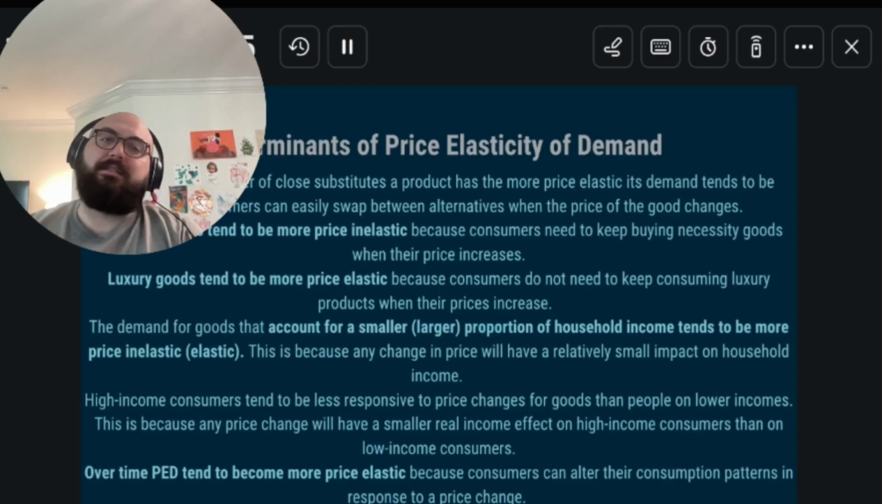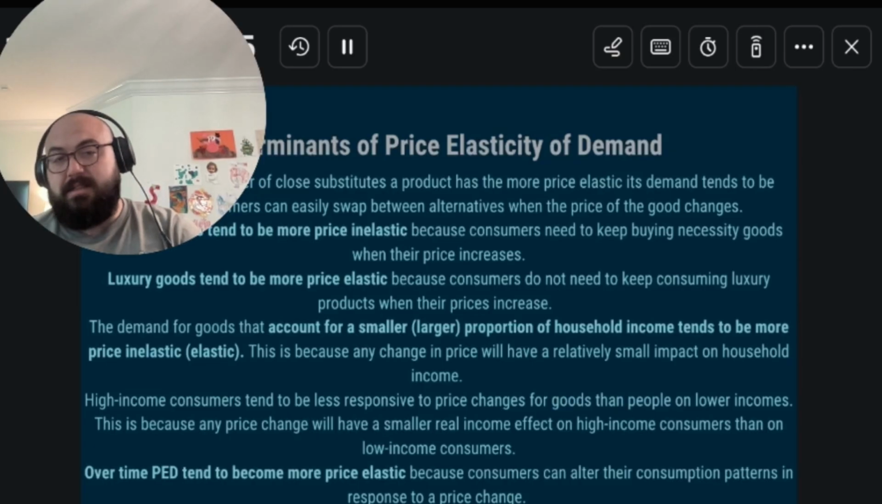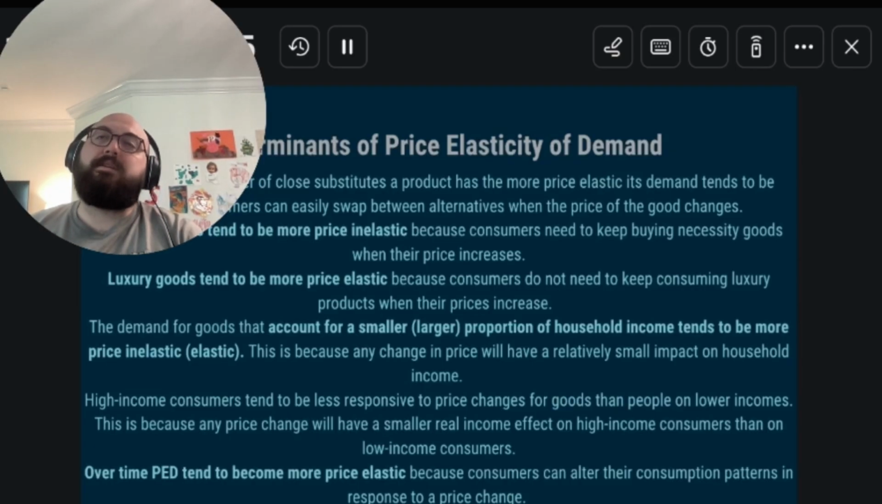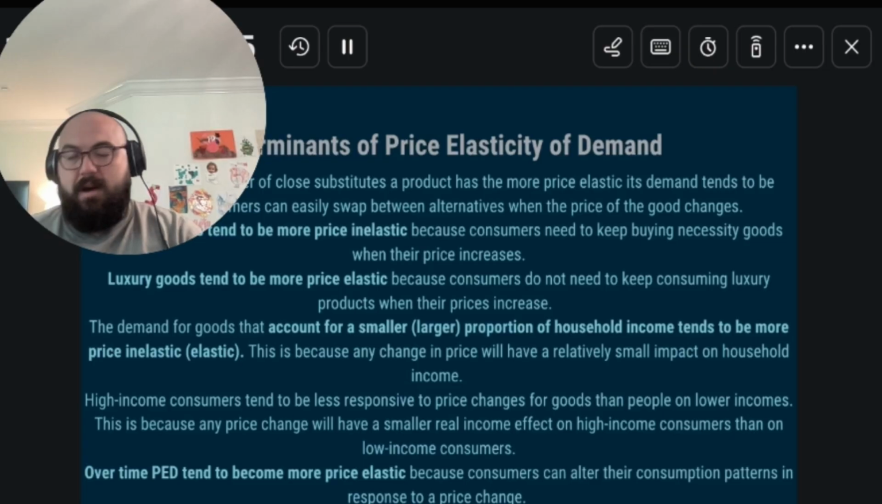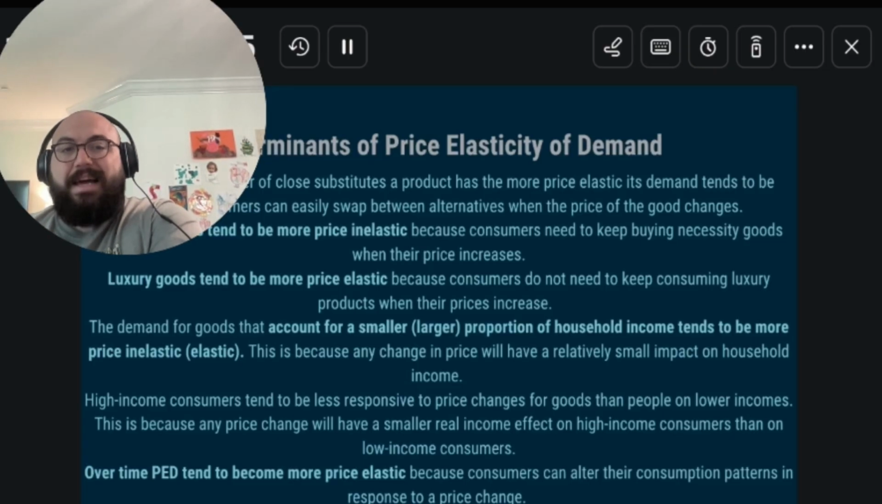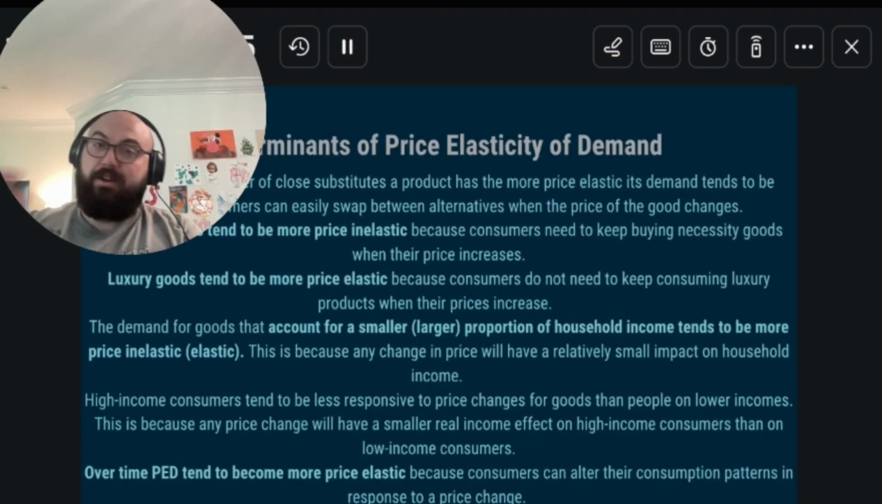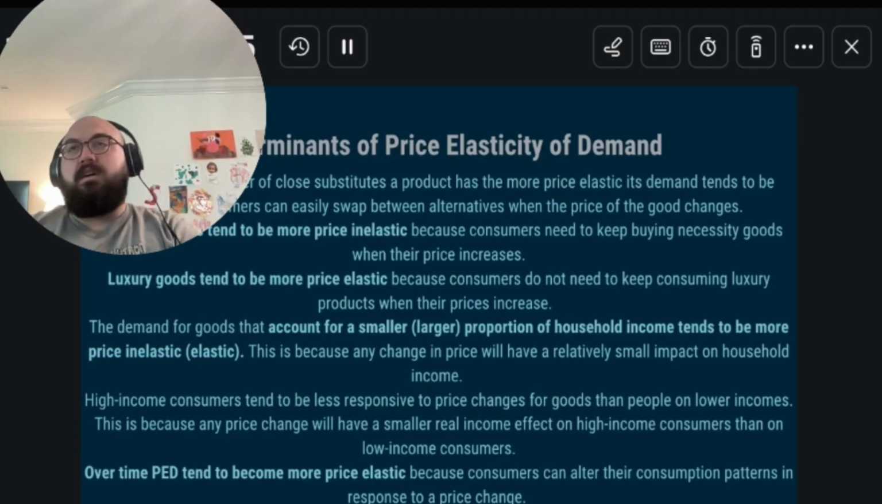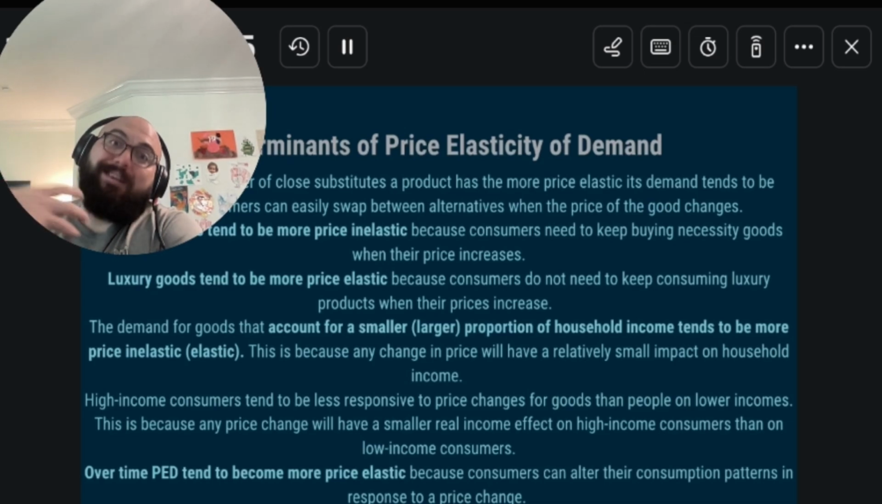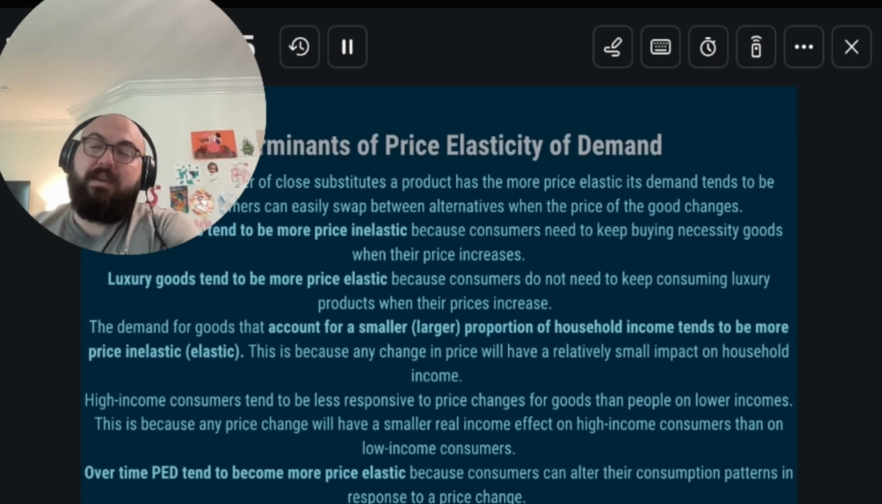Proportion of income affects elasticity. Small expenses are inelastic, while larger ones are obviously elastic, right? So how much you have on hand and your ability to purchase matters. High income consumers are less sensitive to price changes than low income consumers, obviously. You can think about any product, and the elasticity could depend on how much you actually have to spend, right?